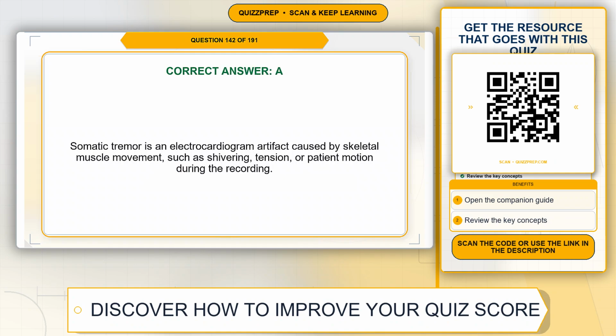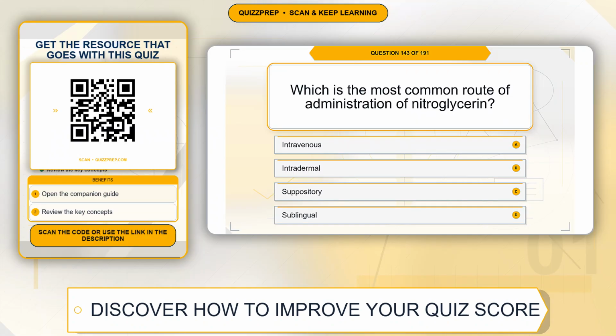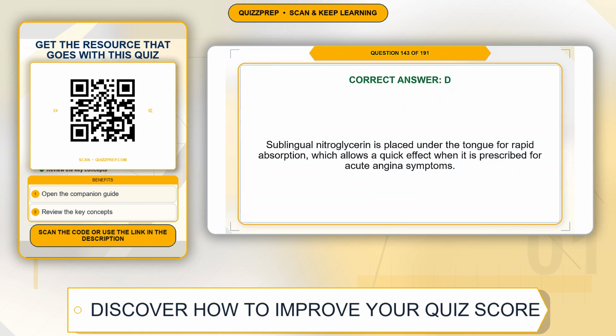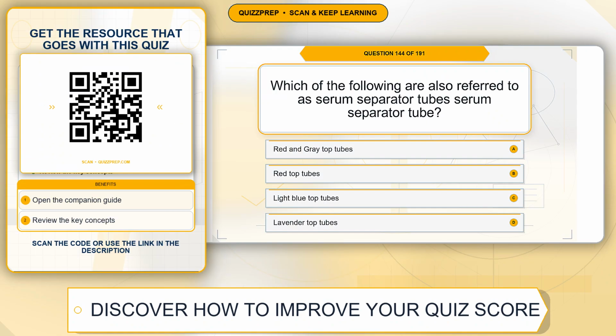Question 143. Which is the most common route of administration of nitroglycerin? Option A, intravenous. Option B, intradermal. Option C, suppository. Option D, sublingual. The correct answer is option D, sublingual. Explanation: sublingual nitroglycerin is placed under the tongue for rapid absorption, which allows a quick effect when it is prescribed for acute angina symptoms.